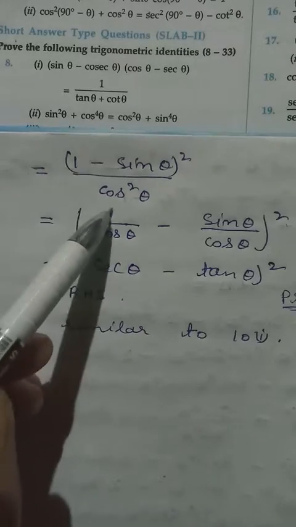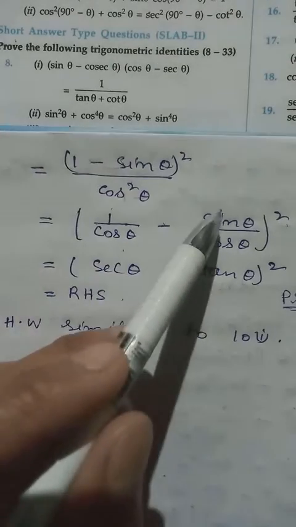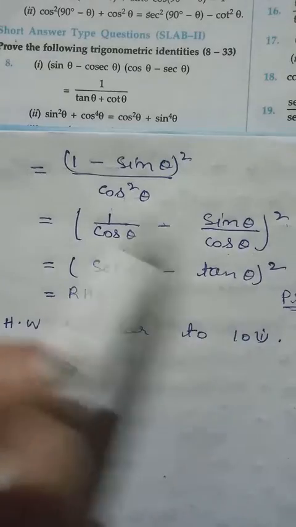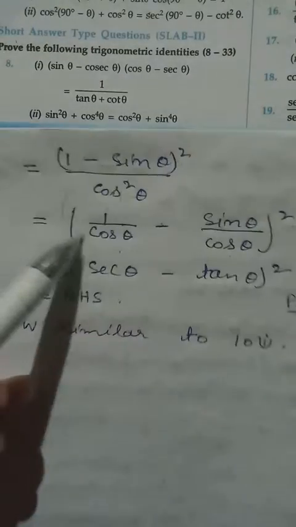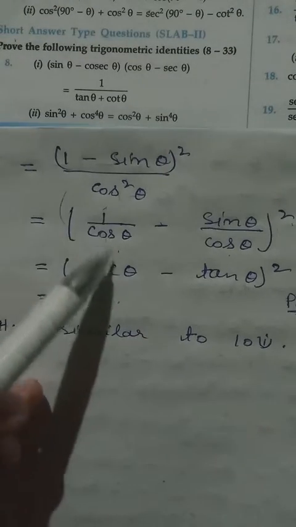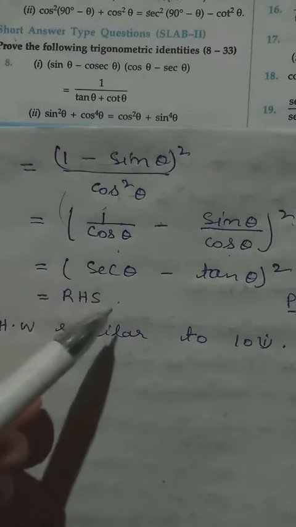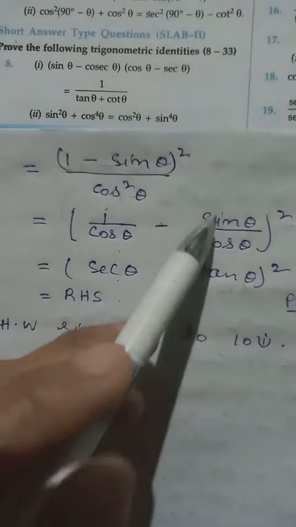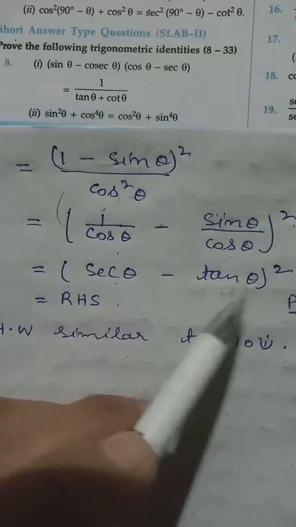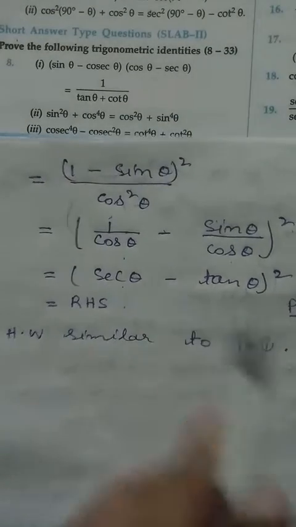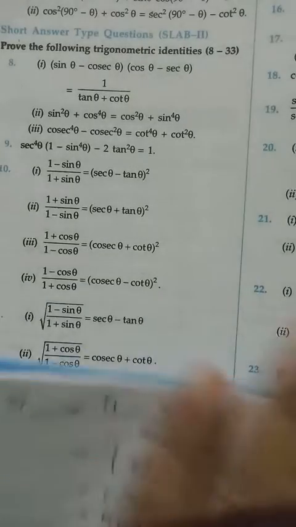So we can write 1 by cos theta minus sine by cos theta. Square we already took common. So 1 by cos, from the relation we know it is sec theta. Sine by cos we know it is tan theta. So we get the right hand side, which is equal to (sec theta minus tan theta) whole square.